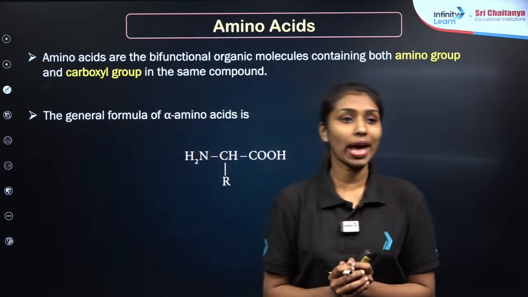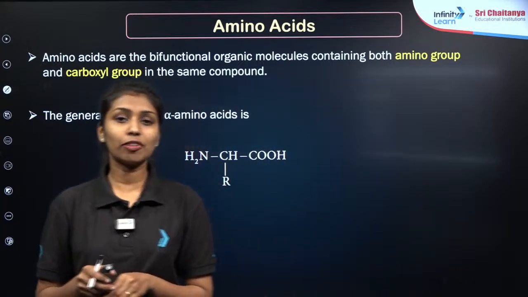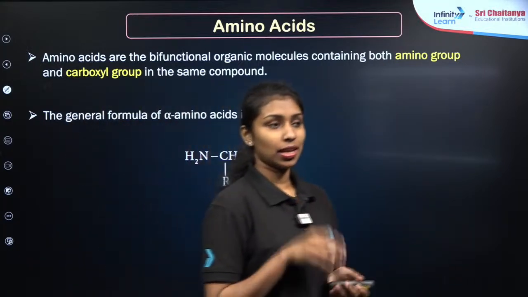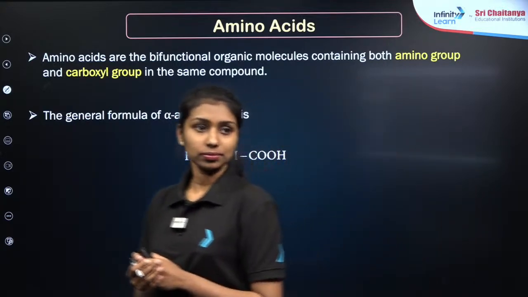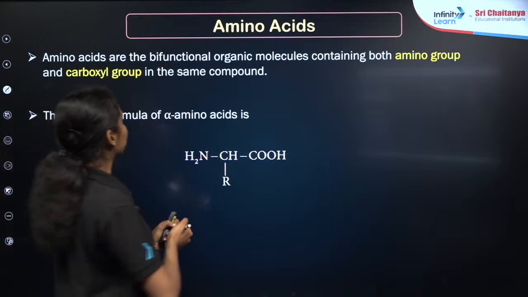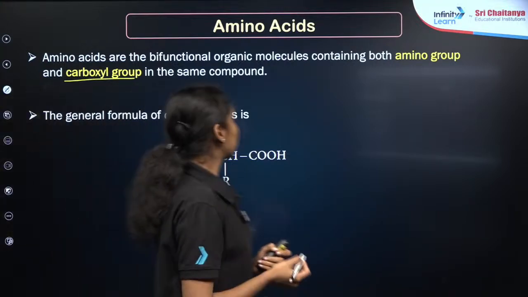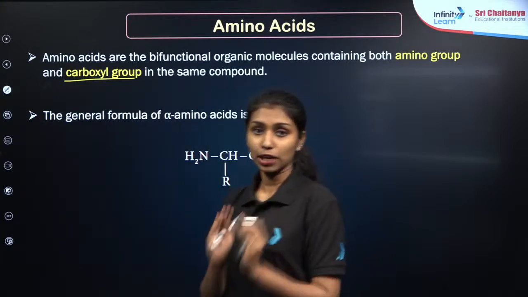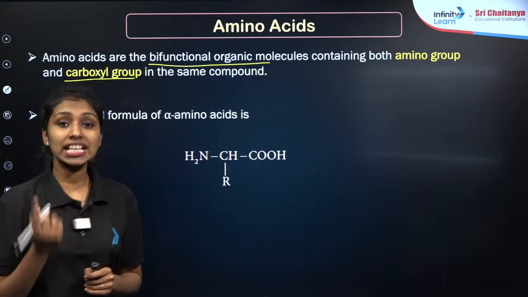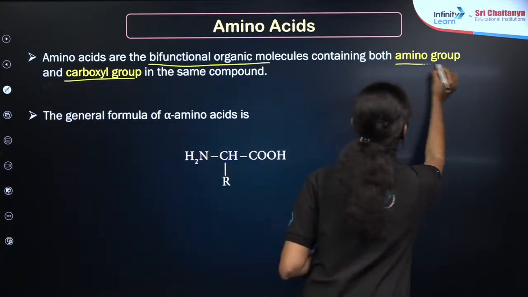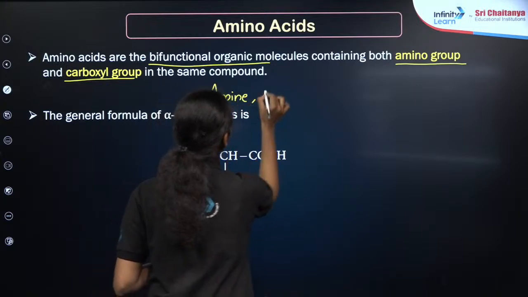What do you mean by amino acids? What will be the functional groups that are present in the amino acids? By the name itself, you have an idea, right? Amino and acid. Okay, this is a bifunctional organic molecule that contains an amino group as well as a carboxylic acid group. That is why the name stands for amino acid. Amine group and carboxylic acid group.